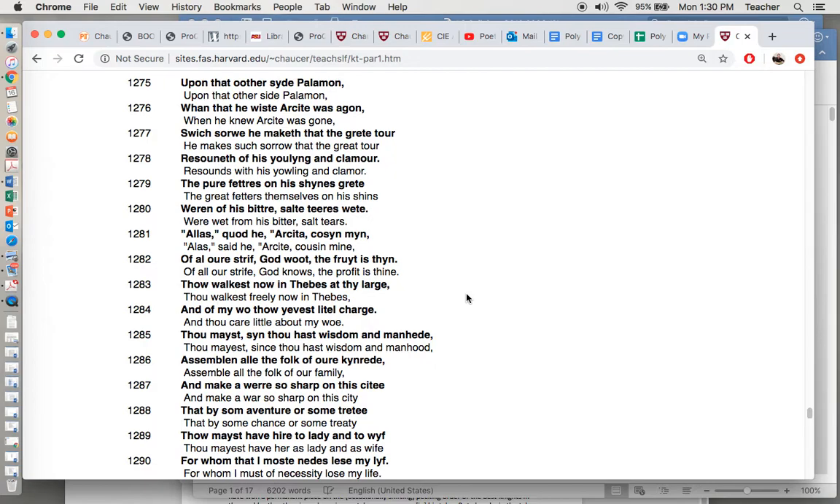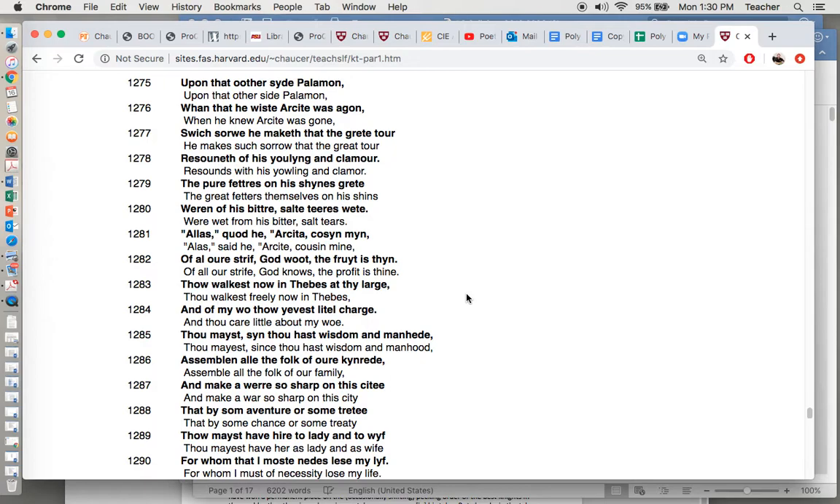1275. Upon that other side the Palamon, when that he wist our city was agone, with sorrow he marketh that the great tower resoundeth of his yowling and clamour, the pure fetters on his shinbones great, wherein of his bitter salt tears wet. Alas, quoth he, our cousin Arcita, of all our strife, God would the fruit is thine. Thou walkest now in Thebes at the large, and of thy woe thou givest little charge.